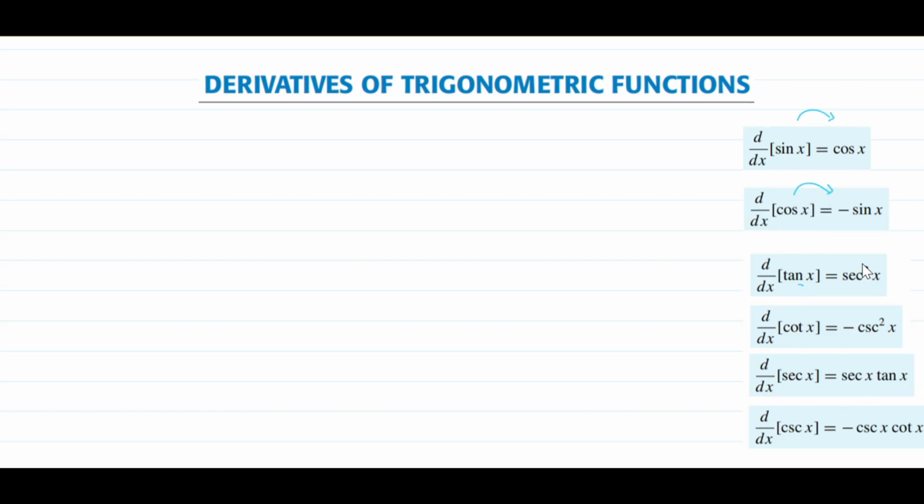The derivative of tan is secant square, the derivative of cot is minus cosecant square, the derivative of secant x is secant x tan x, and the derivative of cosecant x is minus cosecant x cot x.